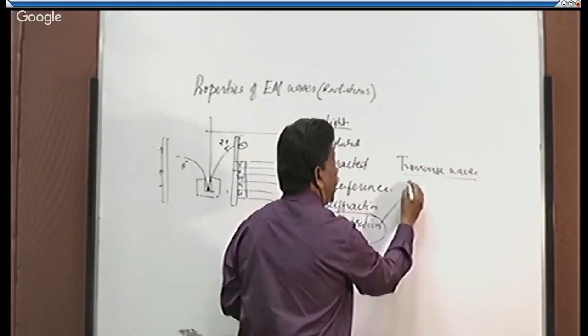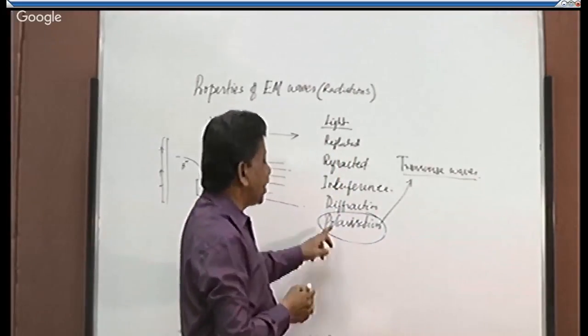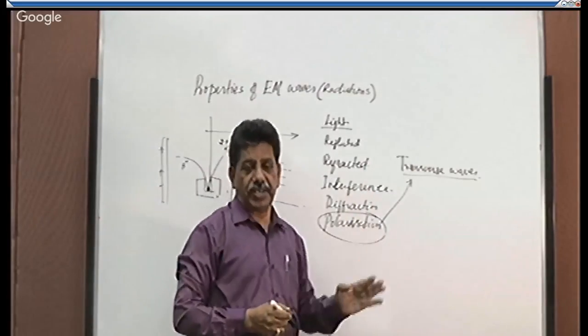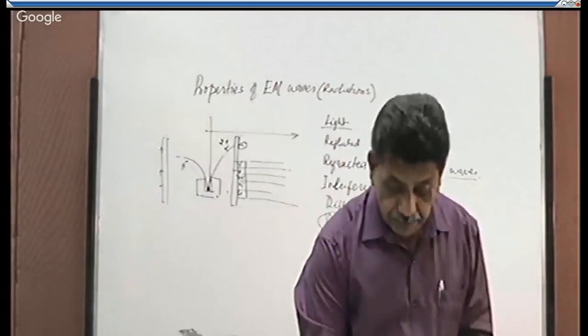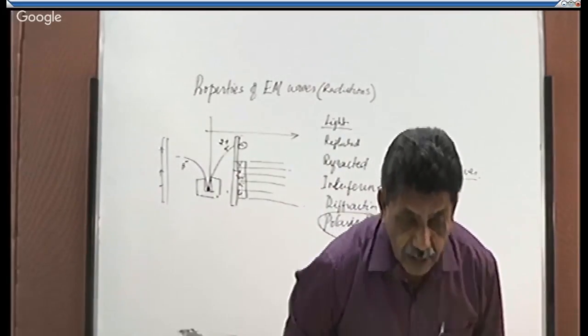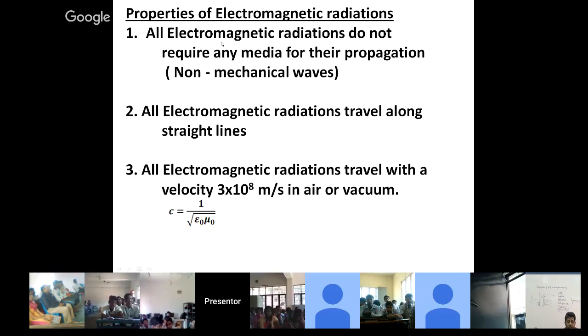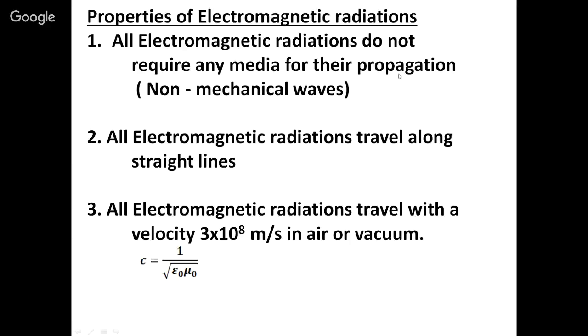So when I say light waves undergo polarization, it is applicable for all other electromagnetic radiation. Once again, coming to the properties of electromagnetic radiation, all electromagnetic radiations do not require a material medium for their propagation. In other words, they are non-mechanical waves. All electromagnetic radiations travel along a straight line. The property is also called rectilinear propagation. Rectilinear propagation means propagation along a straight line.